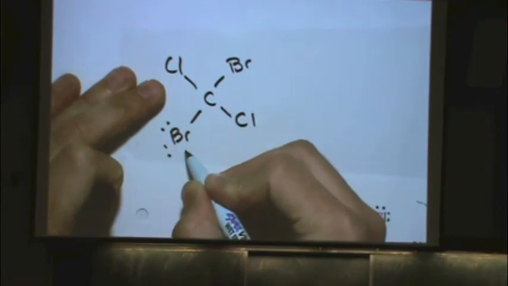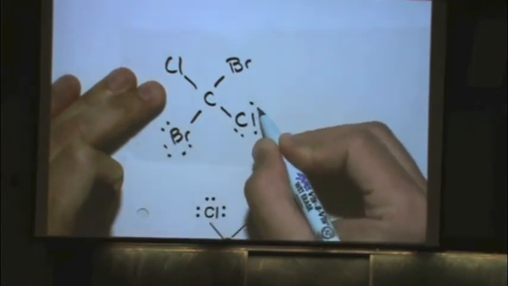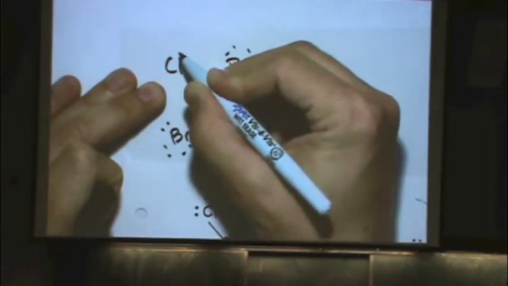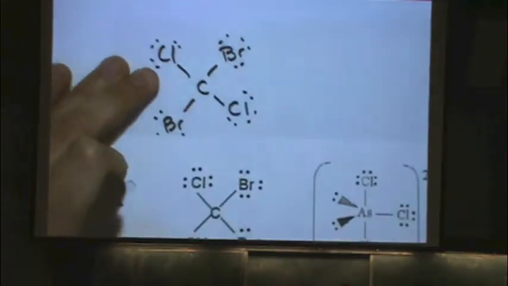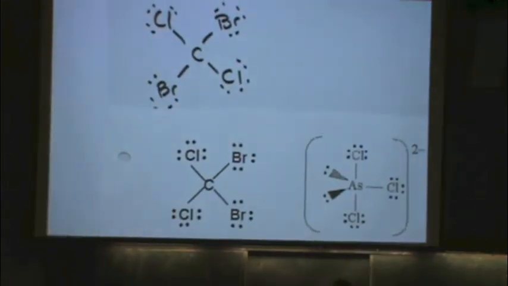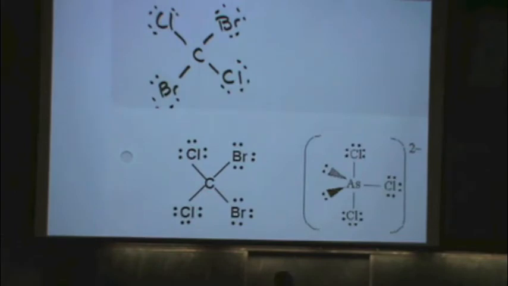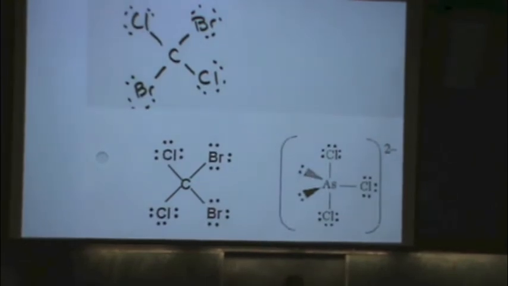And I'll put in all the lone pairs. What's this one? Think about this one as I put in the lone pairs. Is this polar or non-polar? The one on the top. They're both actually polar. Why is that? What is the shape of this?